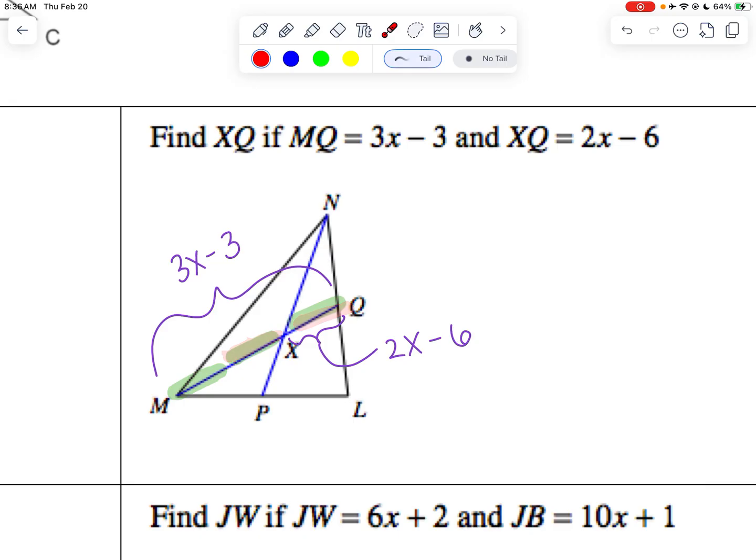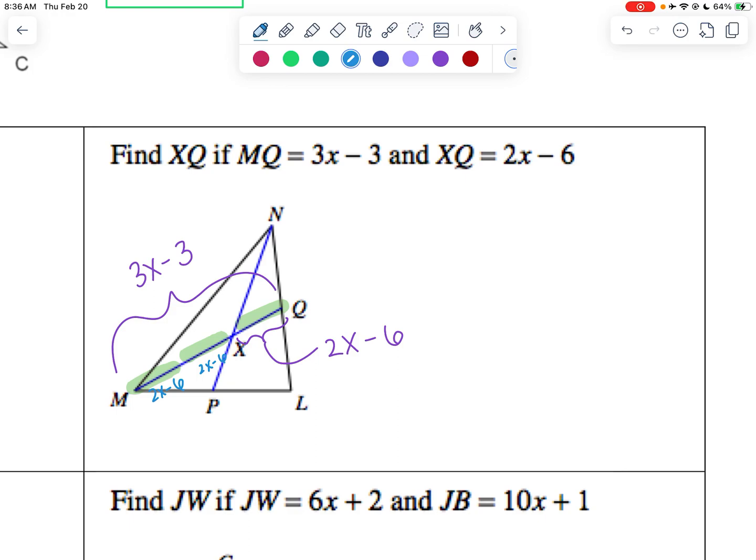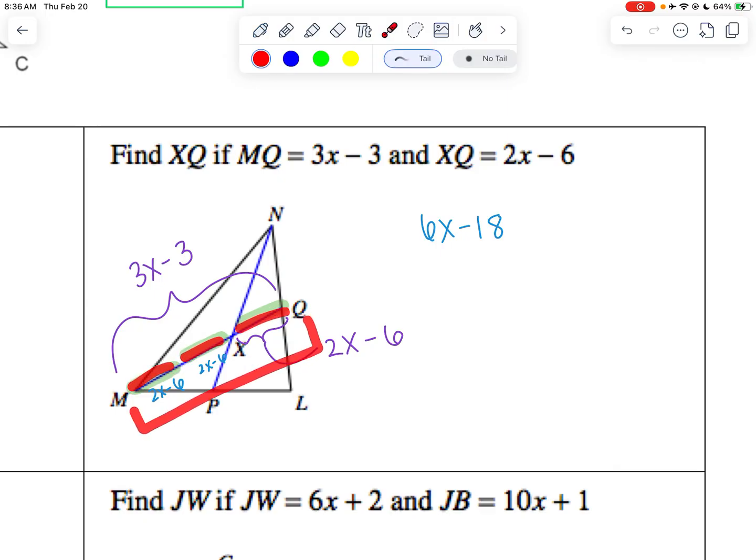Sorry, y'all. This piece would be 2x minus 6, this piece would be 2x minus 6, and this piece would be 2x minus 6. So there would be 3 2x minus 6s. Okay, if you have 3 of those pieces, that would be 6x minus 18. So 2x minus 6 and 2x minus 6 and 2x minus 6, the whole thing would be 6x minus 18. I'm going to set that equal to 3x minus 3.